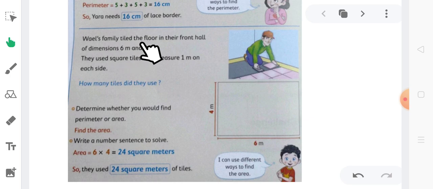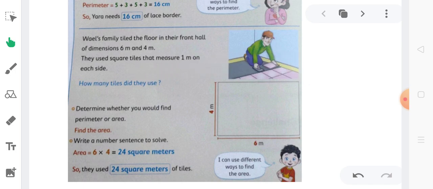Wael's family tiled the floor in their front hall, of dimensions 6 meters and 4 meters. Okay, excellent. The dimensions are length and width. The long side is 6 and the short side is the width. They use square units. When I say square units, I'm talking about the area inside.